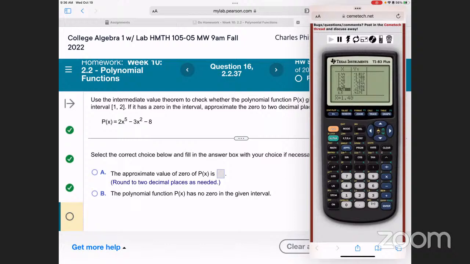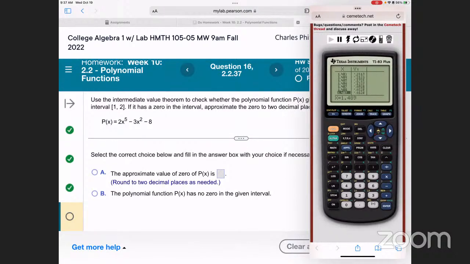So if we're rounding to 2 decimal places, we need to do this procedure one more time. So now we wanted to start at 1.48. So I'm going to go to table set. I wanted to start at 1.48, and now I wanted to change by 0.001, just like we did in the previous. If I go back to my table, so now we're just trying to get that third decimal place. It should be a sign change within the next 10.